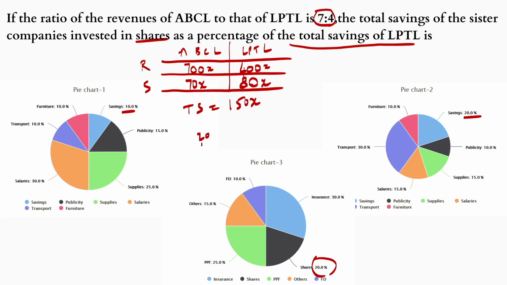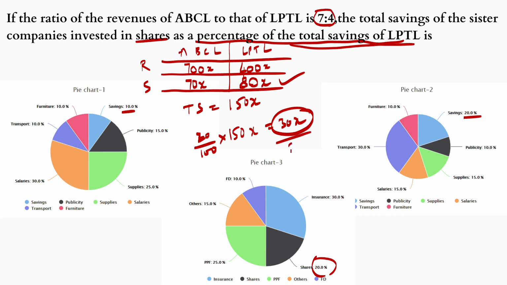So first we will find out the 20% of total shares, which is 20 by 100 of 150, which is equal to 30x. This is the shares, and we must express this one as the percentage of the total savings of LPTL company. So what is the total savings of LPTL company? It's 80x. So 30x by 80x into 100 is equal to 37.5 percentage. So 37.5 percentage is the total savings of LPTL, expressed as the percentage of the total savings of LPTL.